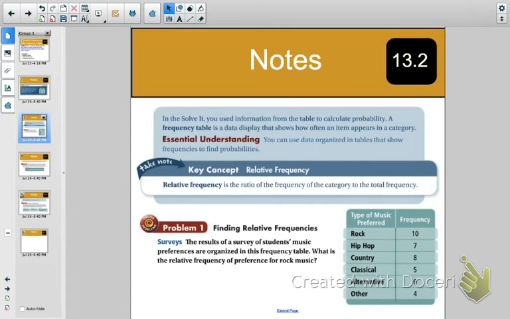So if we look at this one over here, we have a frequency table about music preferences in students. And it says, what is the relative frequency of a preference for rock music? So that would just be 10 out of the total, which is what? 10, 20, plus 20 is 40, I think. 10 out of 40, so that'd be 0.25. Okay, so relative frequency is very similar to probability. You're just taking the frequency divided by the total.